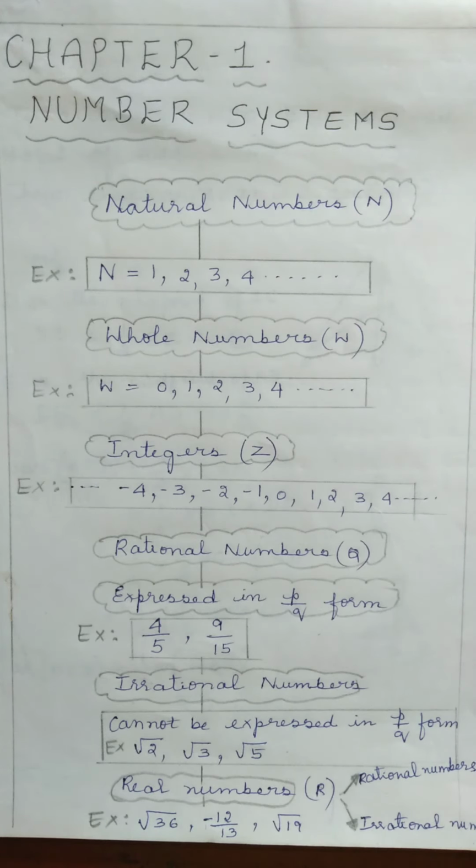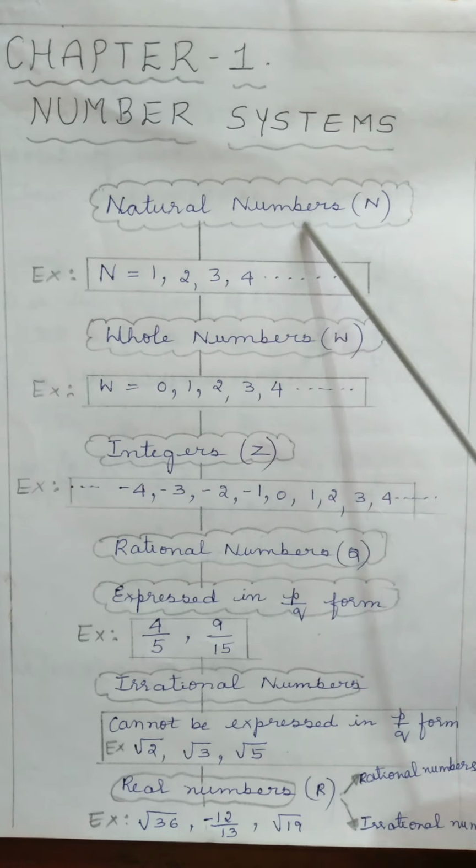In number systems, we have various types of numbers, and those are natural numbers, whole numbers, integers, rational numbers, irrational numbers, and real numbers. So, let us study these various types of numbers in the beginning of this chapter. First one is the natural numbers.